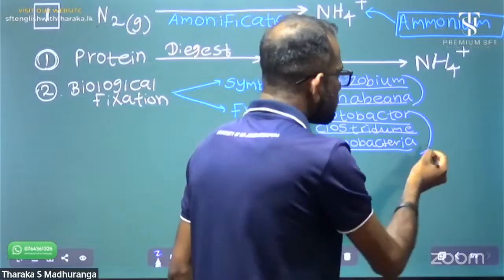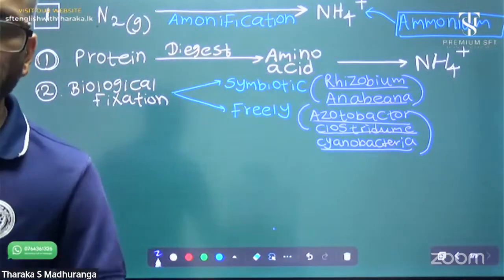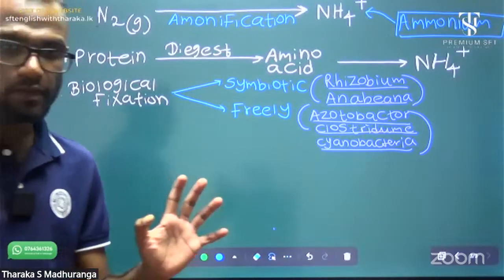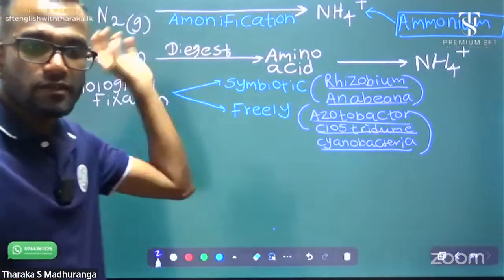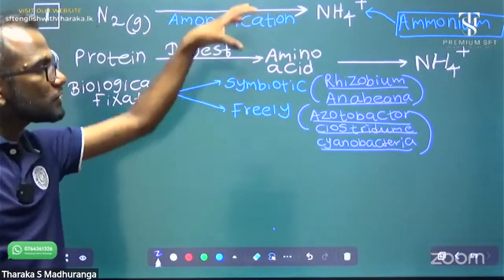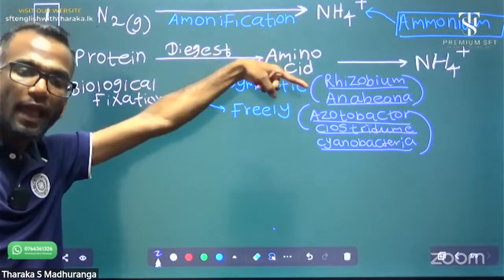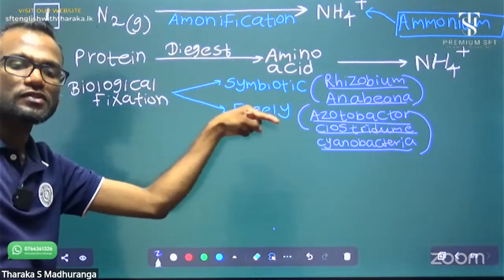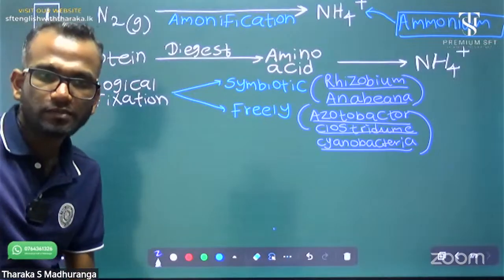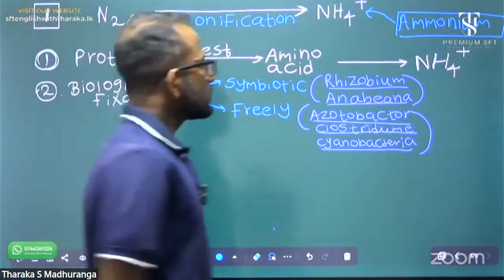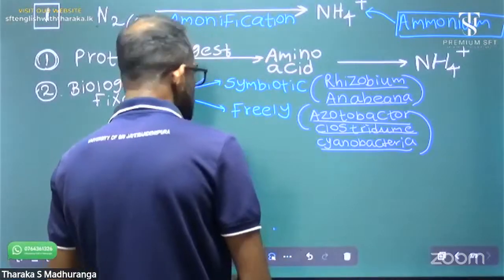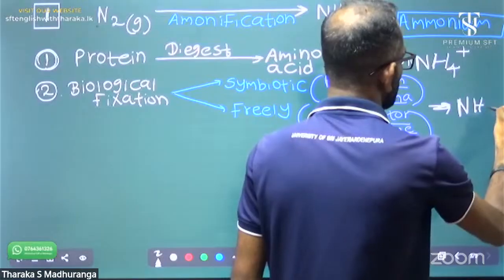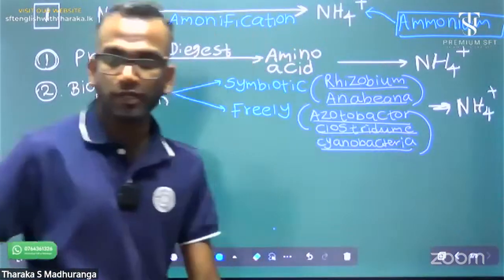Those are the freely available microorganism types; you have to remember them. Symbiotic relationships with plants: Rhizobium and Anabaena. Freely available: Azotobacter, Clostridium and Cyanobacteria. Now what they are doing is converting nitrogen into NH4, ammonium ions.